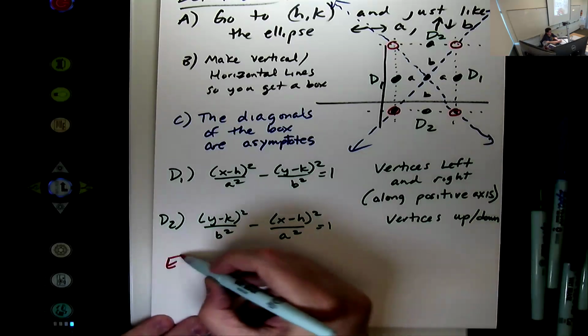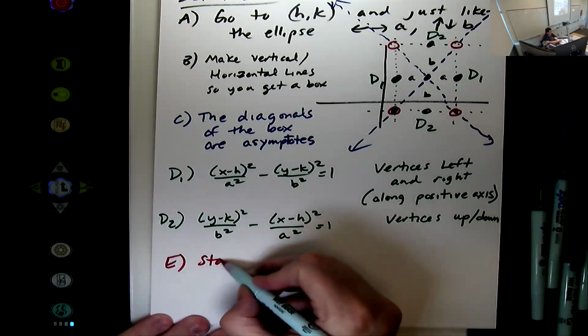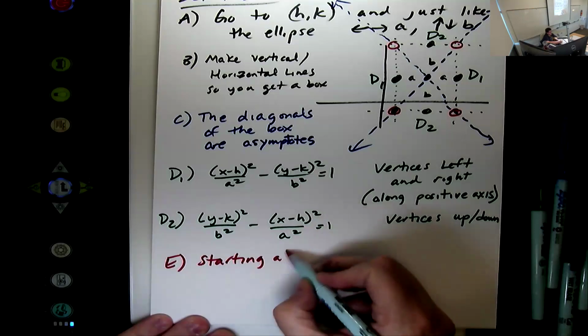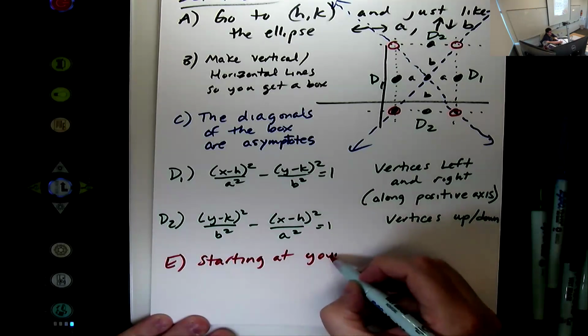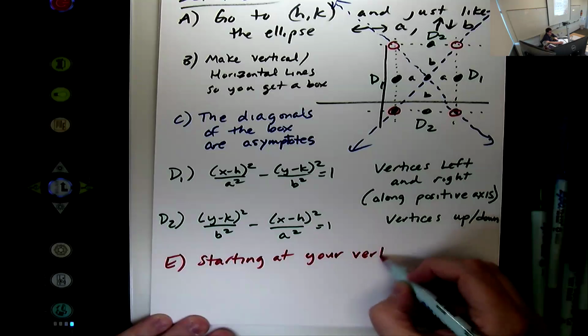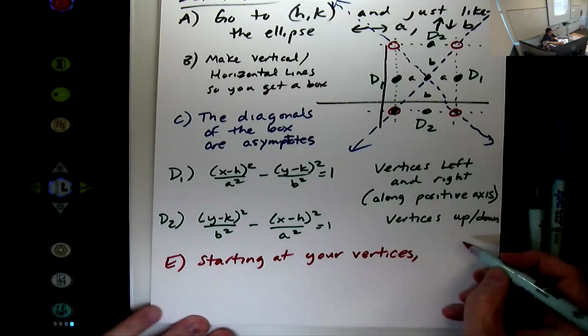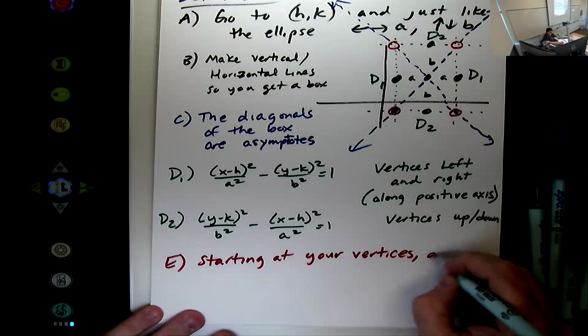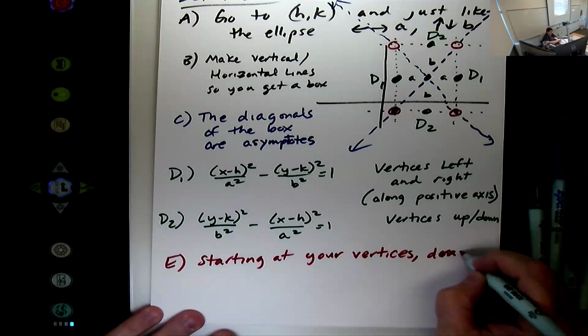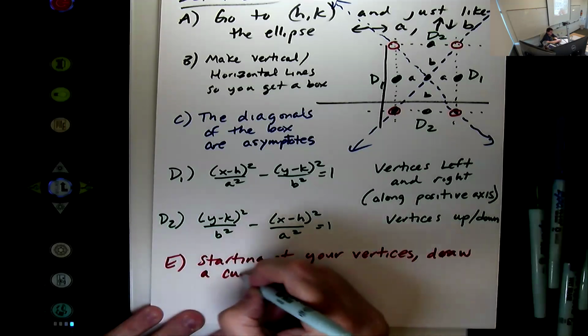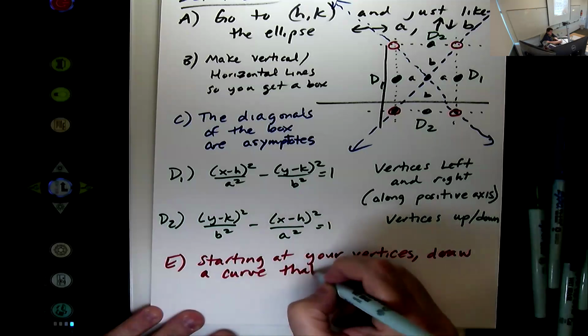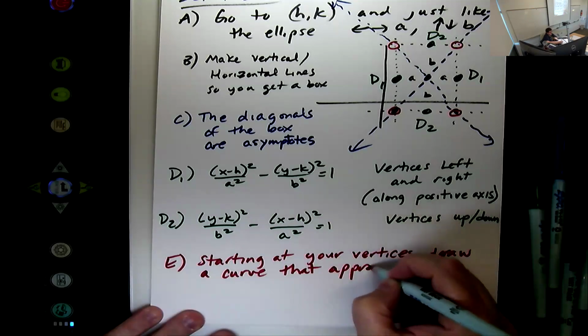Now, the same is true for both of these, starting at your vertices. Draw a curve that approaches the asymptotes, but doesn't cross.